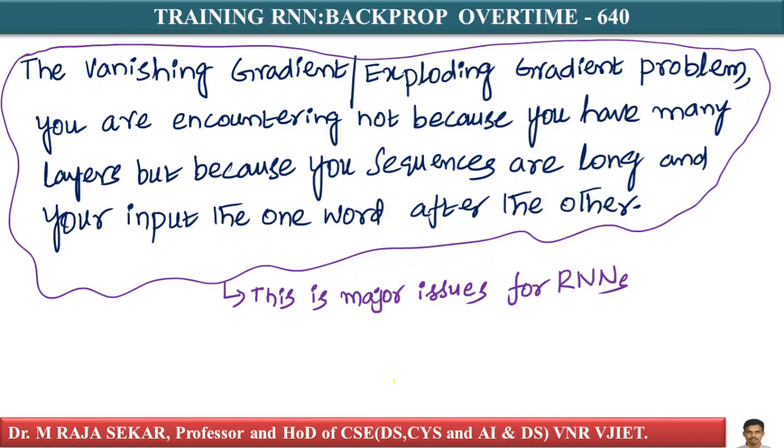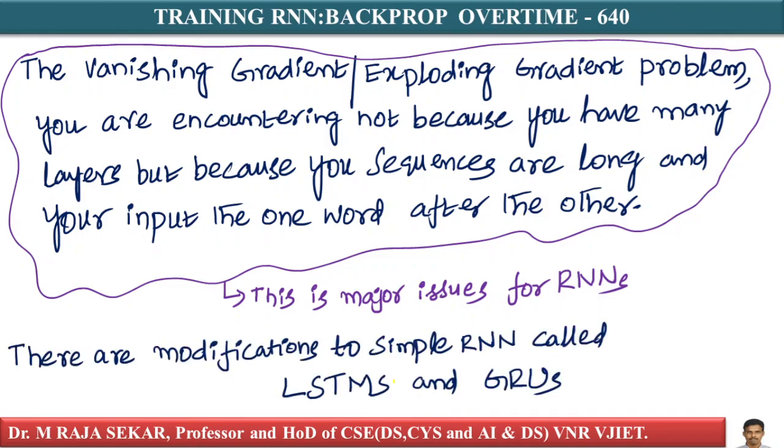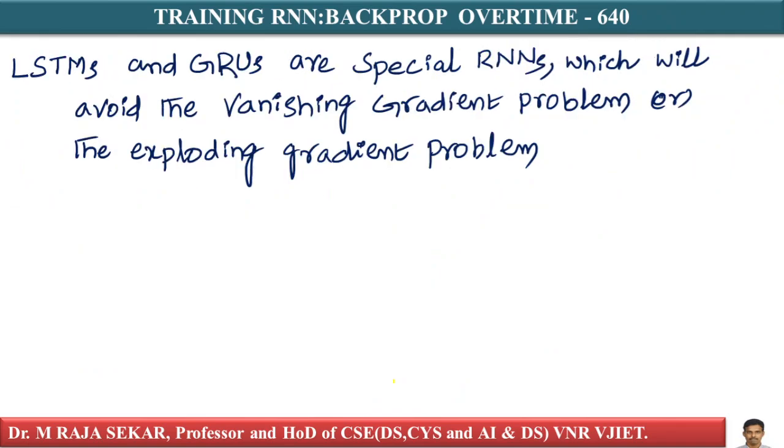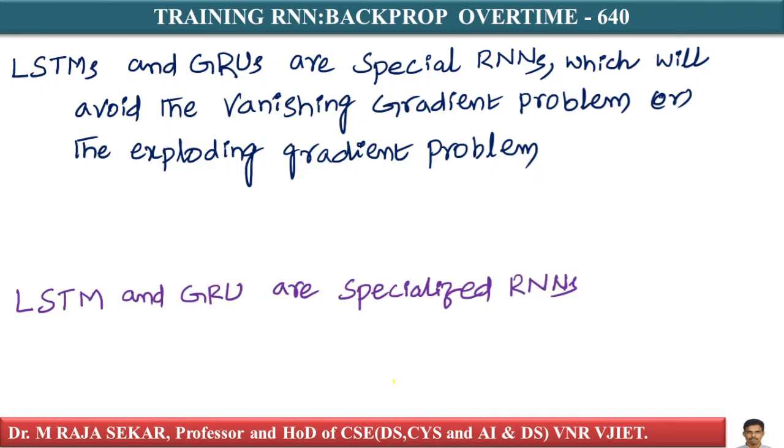There are modifications for simple RNNs. What we have seen till now is the simple RNN. There are modifications to simple RNNs called LSTMs and GRUs. These are special RNNs which will avoid the vanishing gradient problem or exploding gradient problem. So these structures, LSTMs and GRUs, are super important. These are special purpose recurrent neural networks.